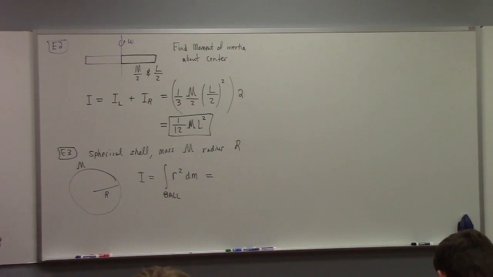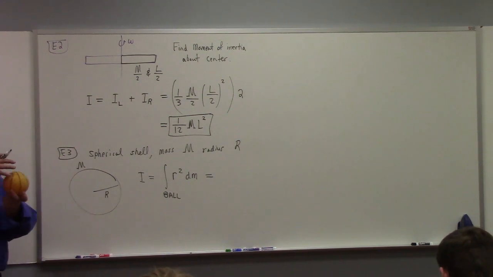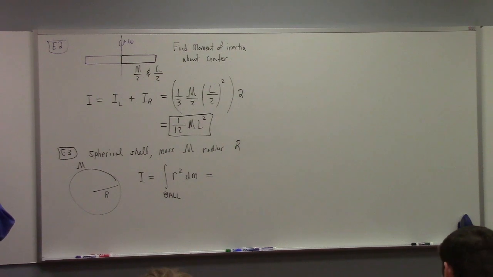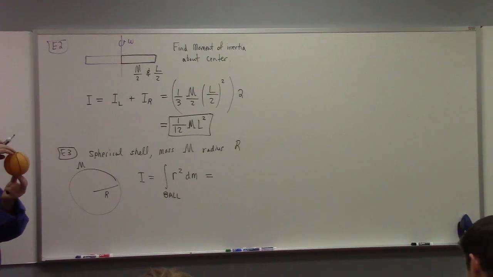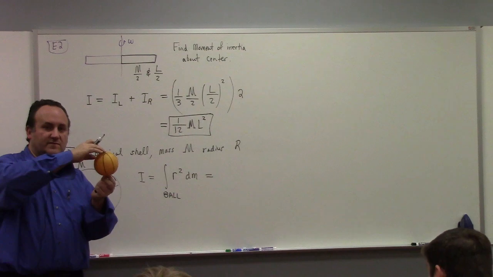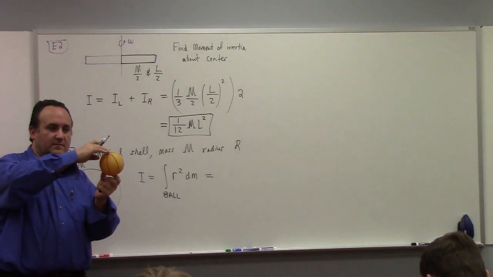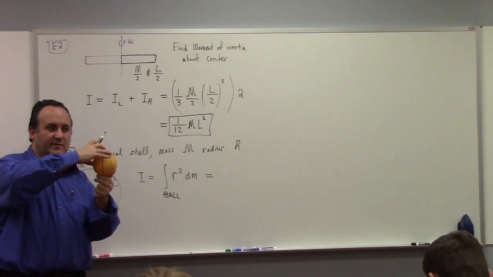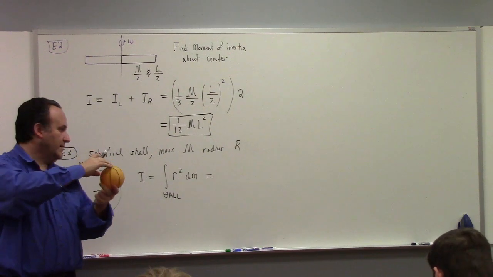My bad. See, I was talking myself into everything is distance r away from the center. That's true, right? But you've got to pick an axis, right? And as you rotate around the axis, how far is dm on the shell from the axis? It depends, right? It depends where you are.